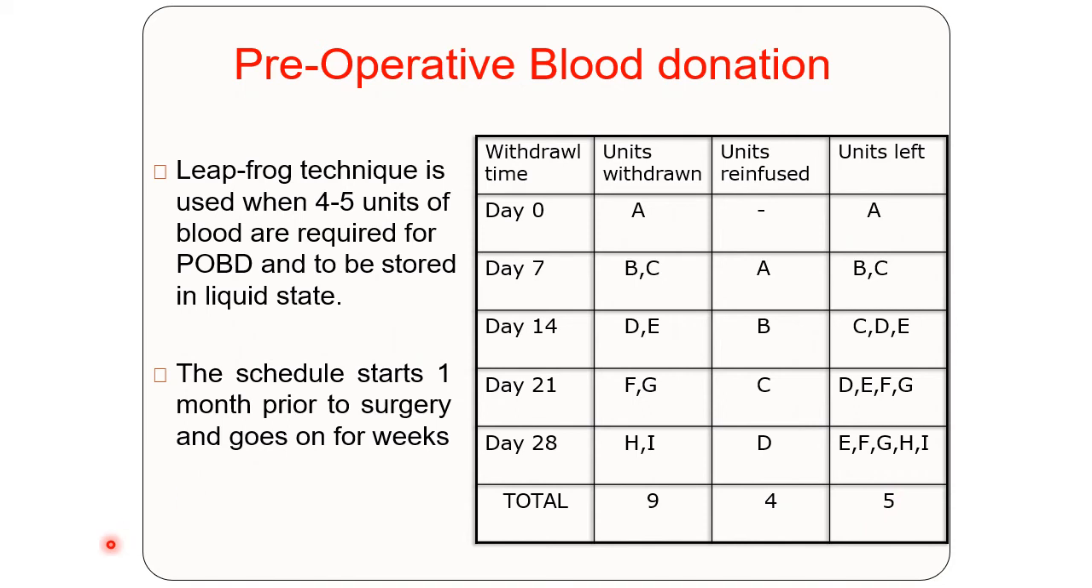This is very important because there are certain major surgeries in which blood is almost always required, such as modified radical mastectomy or Whipple surgery for pancreatic cancer. Almost 3 to 4 bottles are required. So in those cases, this is very helpful. This is the leapfrog technique.